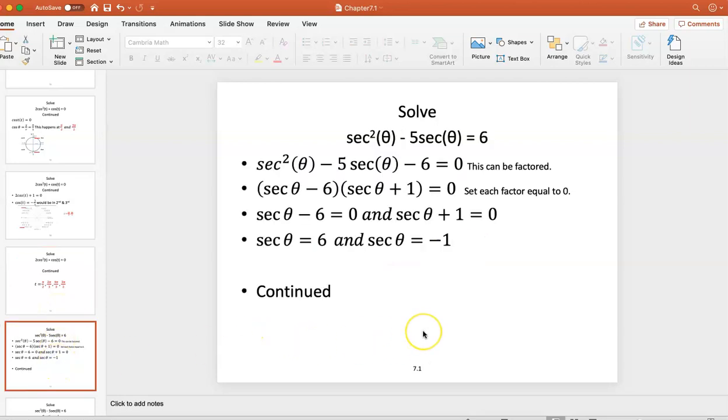All right, now this one says secant squared theta minus 5 secant theta equals 6. First of all, you'd set it equal to 0. This could be factored, just like if you had x squared minus 5x minus 6. Factors of x squared would be x and x. Factors of 6 that have a difference of 5: 6 and 1, the 6 would need to be negative. If you FOIL that back together, you'd get what you started with.